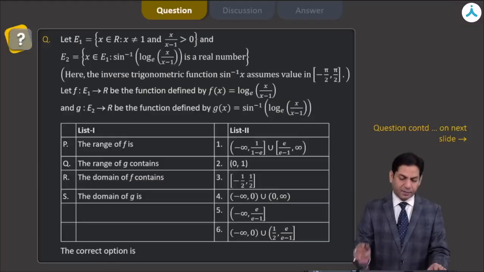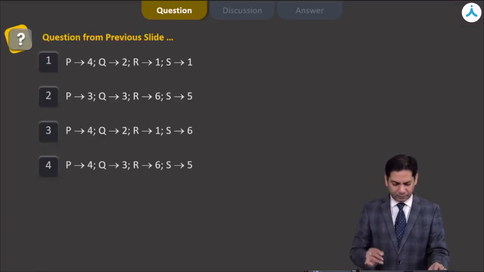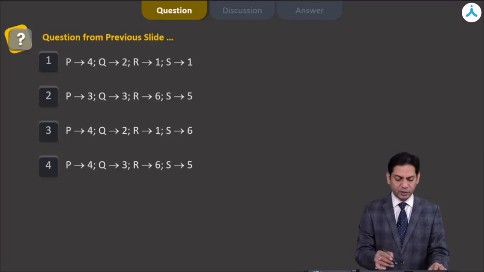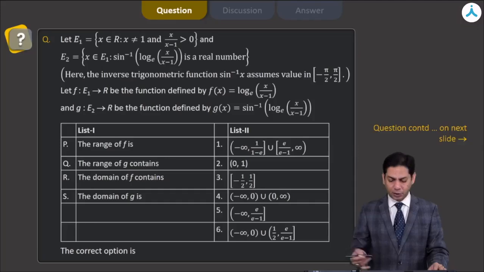Hello students, this is a match the column type of question. List 1 is given to you, list 2 is given to you, and corresponding to that 4 options are given to you. We have to match which of the entries in list 1 matches to entries in list 2.